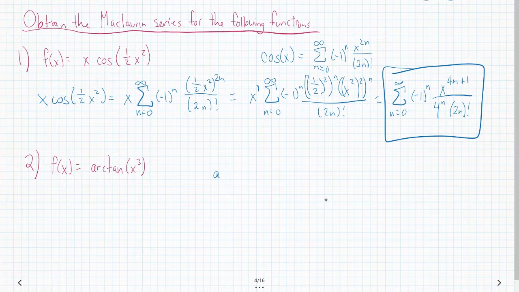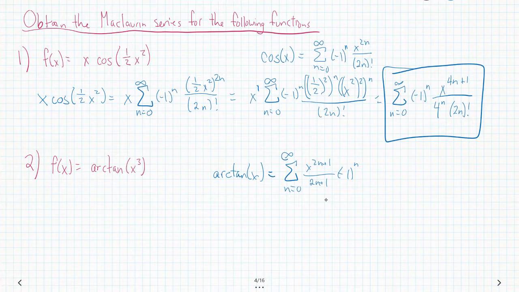So arctangent of x, sorry about the little writing error before, is the summation n equals 0 to infinity of x to the 2n plus 1 over 2n plus 1, and I put the (-1)^n just in another location. That's not going to be a big deal. That's going to stay off to the side, and we'll work with that when the time comes.